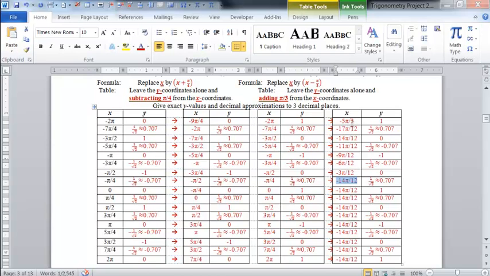Adding pi over 4. So this first one is negative, if we do it not reduced, negative 20 pi over 12. Add 3, negative 17, negative 14, negative 11. Oh, this is negative 8. There we go. Negative 5 pi over 12, negative 2 pi over 12, positive 1 pi over 12.